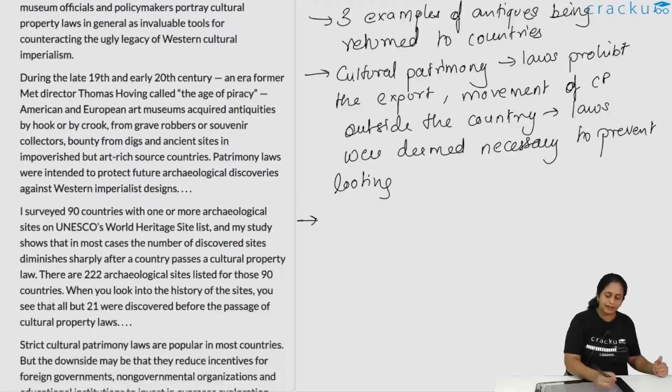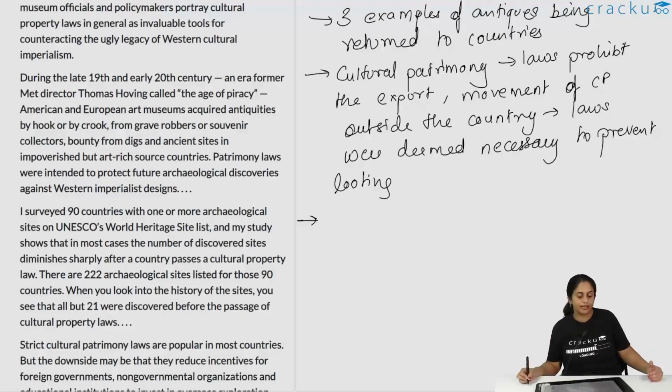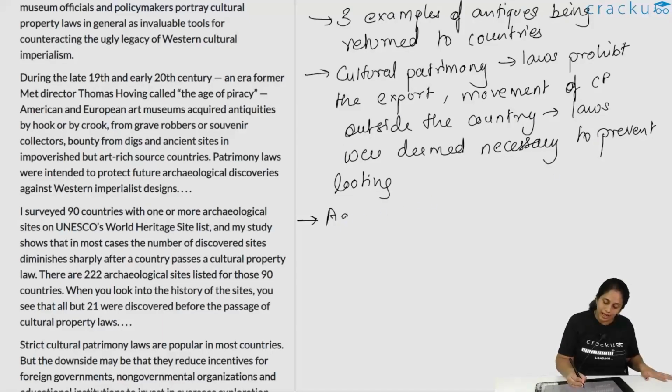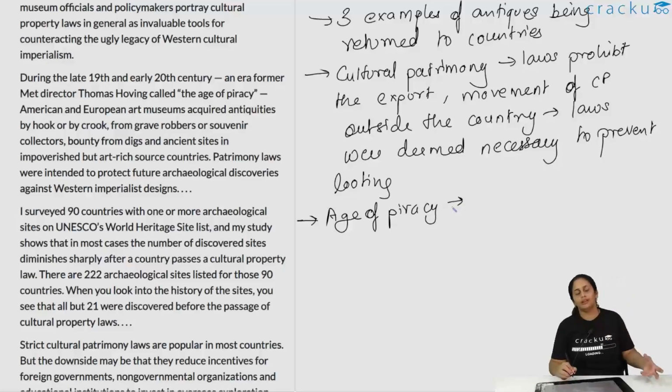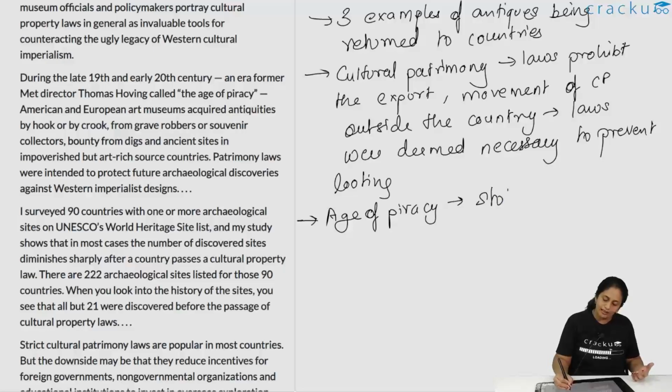Now let's take a look at the next paragraph. During the late 19th and early 20th century, an era former Met director Thomas Hoving called the Age of Piracy, American and European art museums acquired antiquities by hook or by crook, from grave robbers or souvenir collectors, bounty from digs and ancient sites in impoverished but art-rich source countries. Patrimony laws were intended to protect future archaeological discoveries against Western imperialist design. So as I mentioned, there was an age of piracy when many Western museums essentially stole antiquities, stole cultural property, and patrimony laws were essentially enacted to stop that.